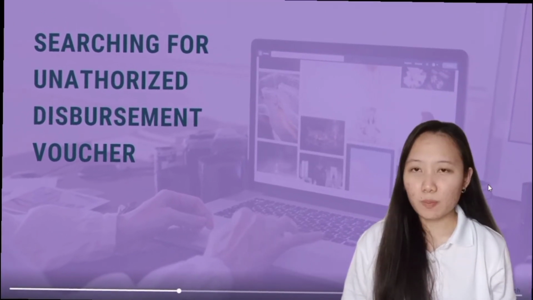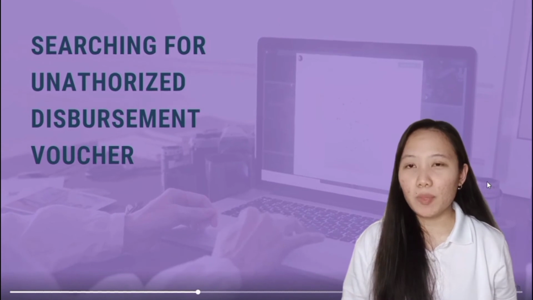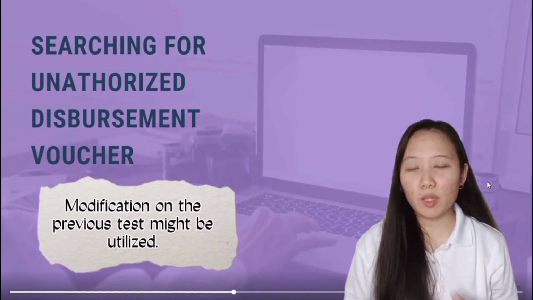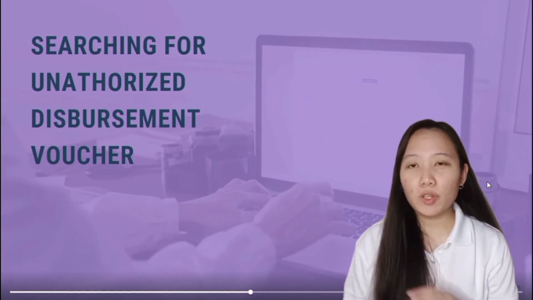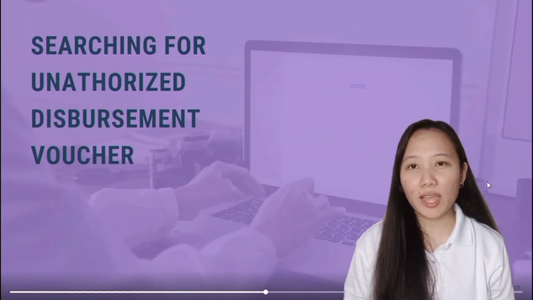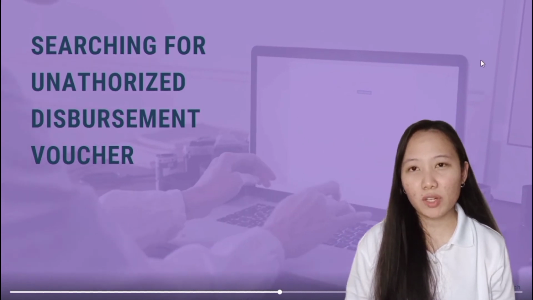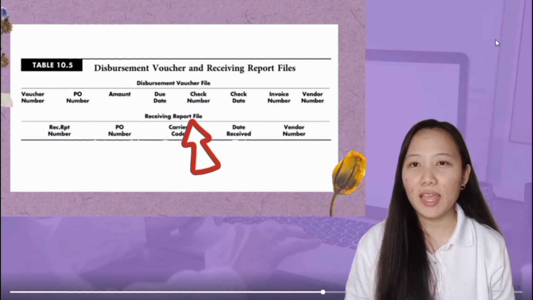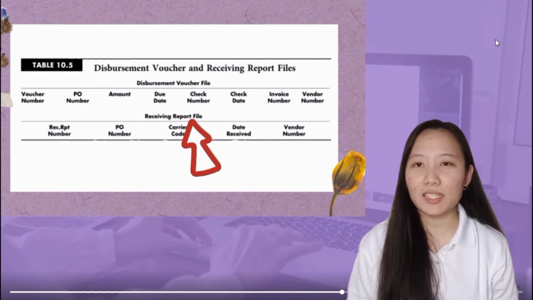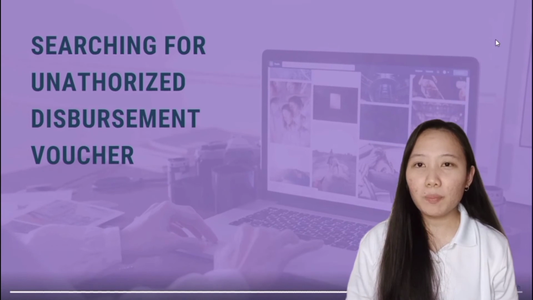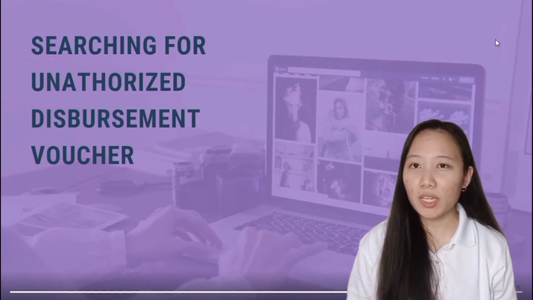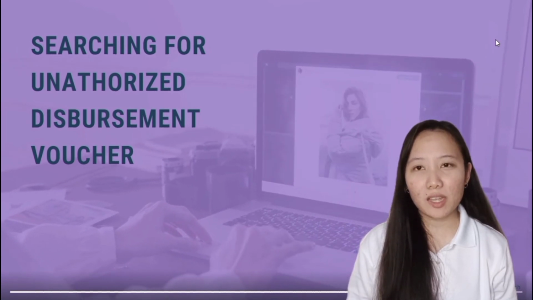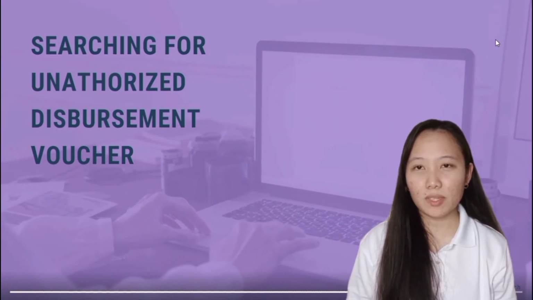Searching for unauthorized disbursement vouchers. To address problems about inflated accounts payable, a modification of the previous test might be utilized. The previous test will create a file of vouchers for which the organization has no record of inventory receipt if the disbursement vouchers file is selected as the primary file and the receiving report file is selected as the secondary file. This might imply that the payments are made purely on the basis of receiving a supplier's invoice rather than also confirming that stocks were purchased and received.